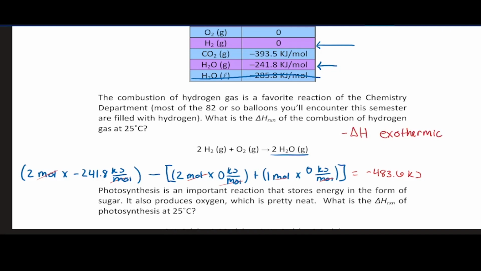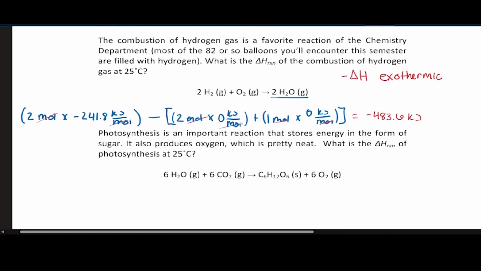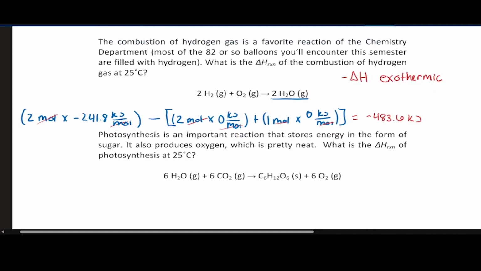And this makes sense because if we think about what's going on, we're lighting a balloon on fire. Of course the surroundings are going to get hotter. Now, how about photosynthesis? I'm certain we've all heard of photosynthesis. It's a really important reaction that stores energy in the form of sugar, so that's what this complicated looking molecule is down here. And it also produces oxygen.